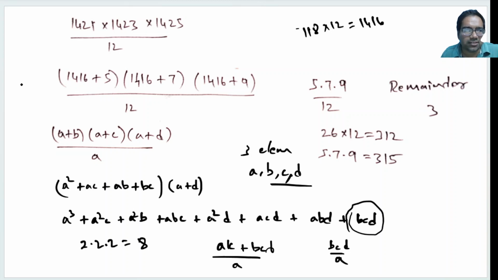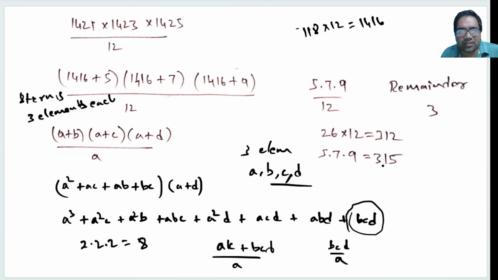When we expand, this numerator will expand into eight terms of three elements each, and all seven elements are multiples of 1416. Only the last element, that is 5 times 7 times 9, is the only one which is not a multiple of 1416. A multiple of 1416 means it's a multiple of 12 and it will not leave any remainder. So the only thing that is left is 5 into 7 into 9 by 12.